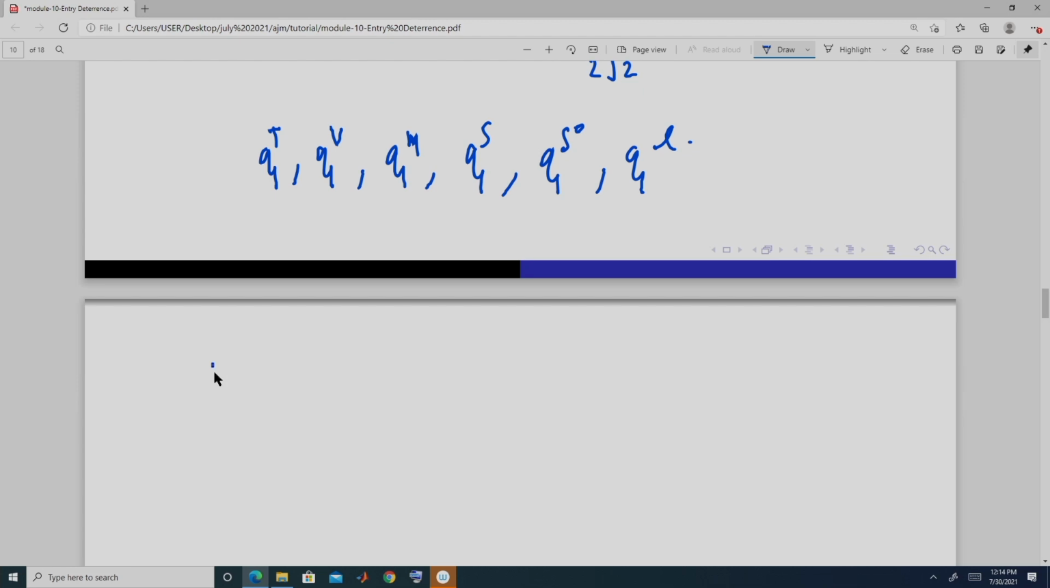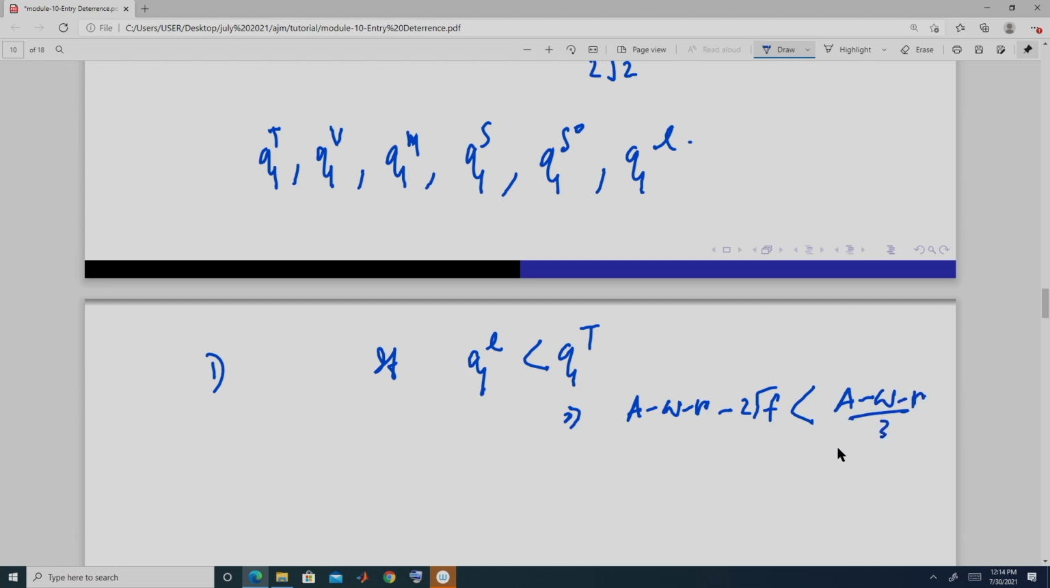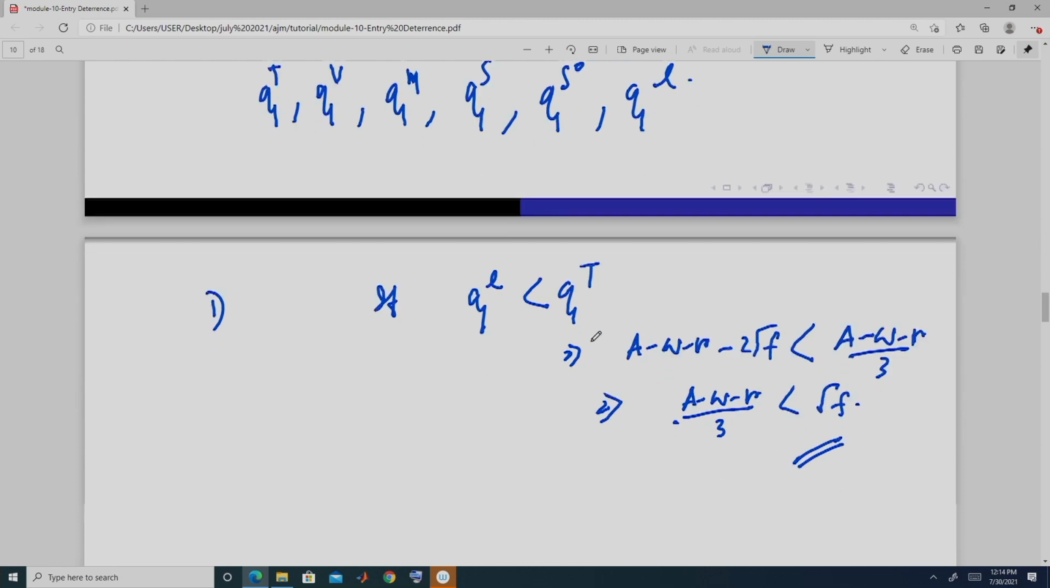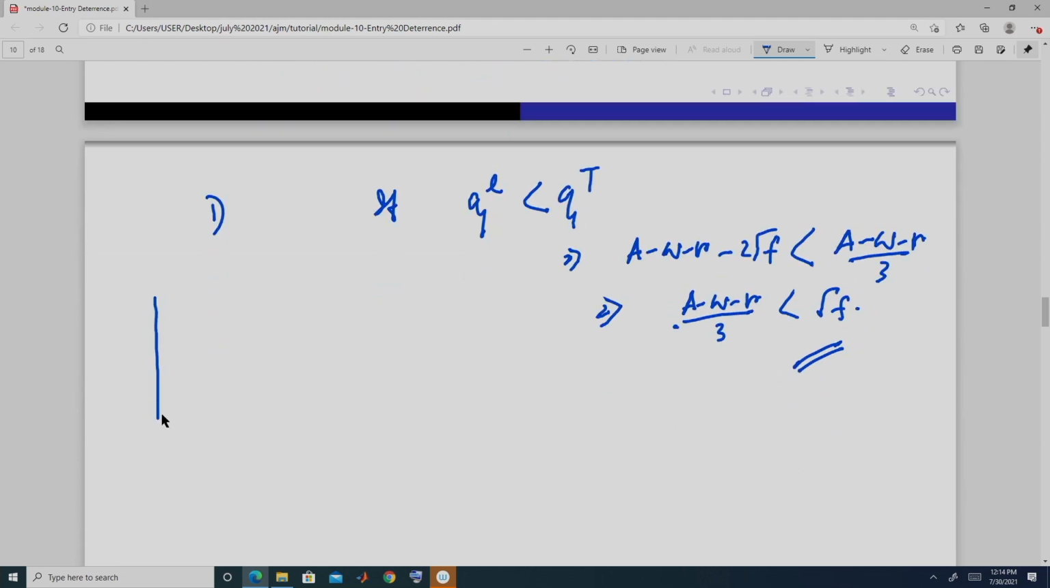Now, let us do the case 1. If Q1S is less than Q1T. So, this implies A minus mu, this is less than this. So, this means this is the case. In this situation, if this is the case, then what we have got?